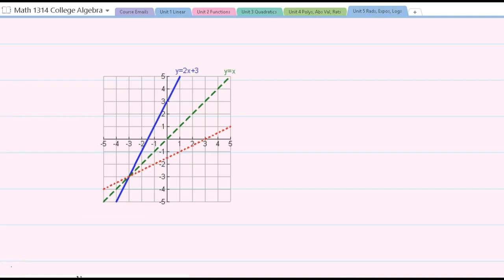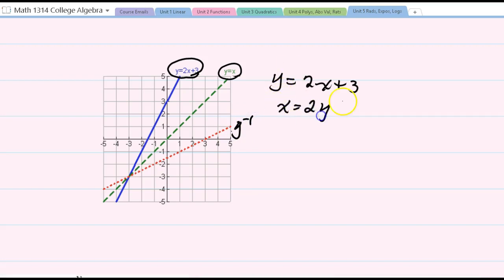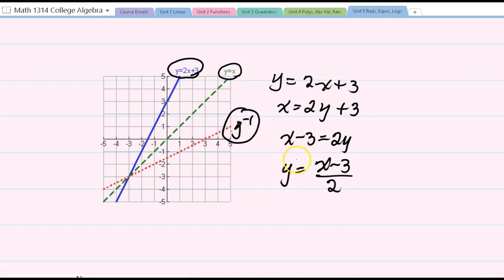Here's the first one I want to show you. We're given that our equation is y is equal to 2x plus 3. And they graphed it for us, and we see that our y is equal to x, and this red one is our inverse function. So again, remember we switch the x's and the y's, and then we solve for y. So this equation is going to be the same thing as this equation here. I just wanted you to see what they look like in terms of graphs.